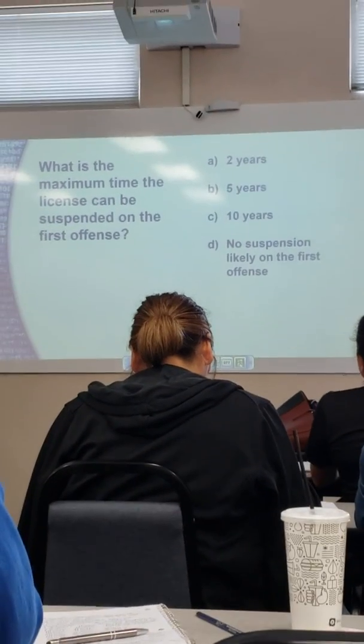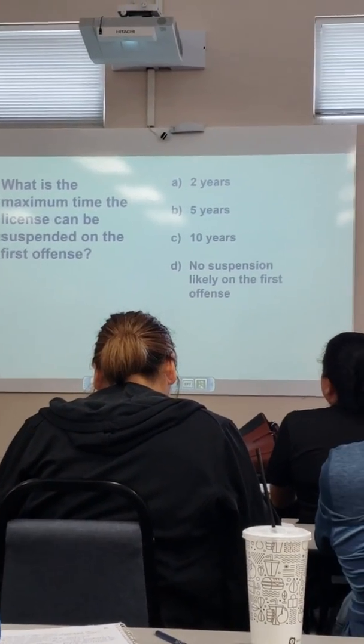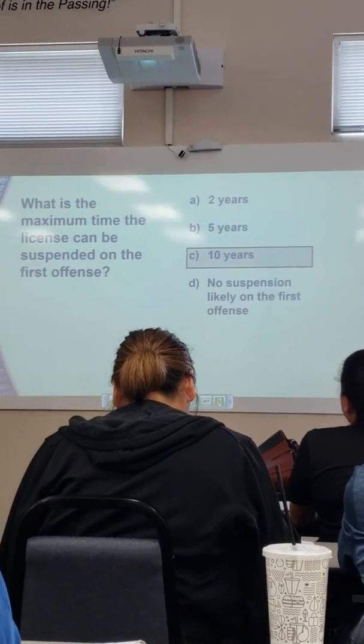What is the maximum time the license can be suspended on a first offense? 10 years. That's the maximum time they can suspend a license, 10 years. Is there any minimum? 10 years. And after 10 years, you can get back your license by meeting some of the requirements.